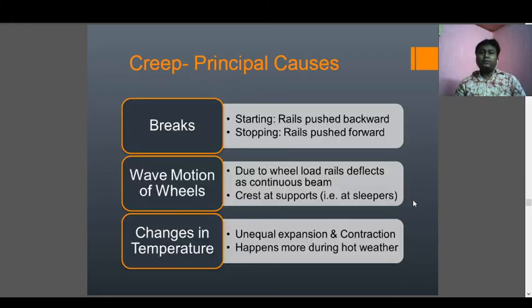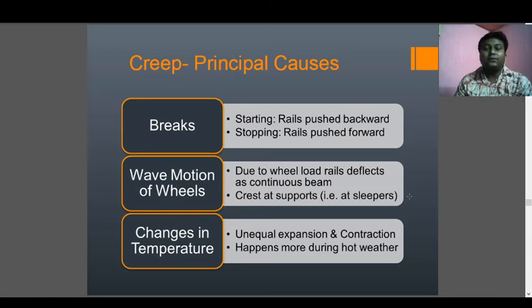So the creep principle means what are the causes of creep. Basically, creep may occur by three causes: one is brakes, one is wave motion of the wheel, and one is the change in temperature. Brakes, why? Because in some places we have to apply sudden brakes in forest areas. If you have traveled in a forest area, there may be chances of elephants or deer, some animals from the forest, crossing the tracks.